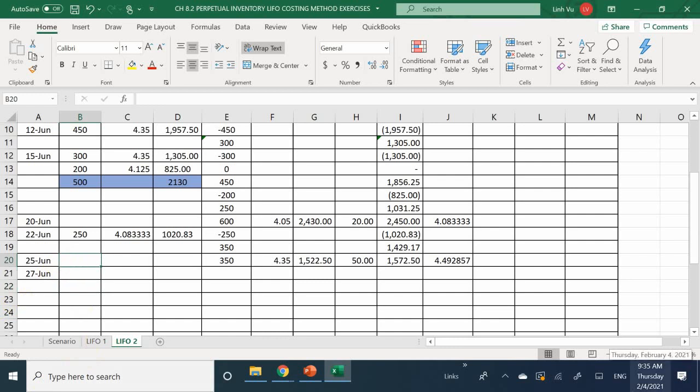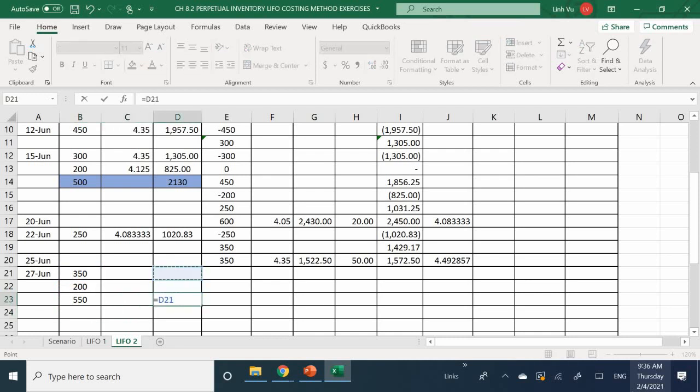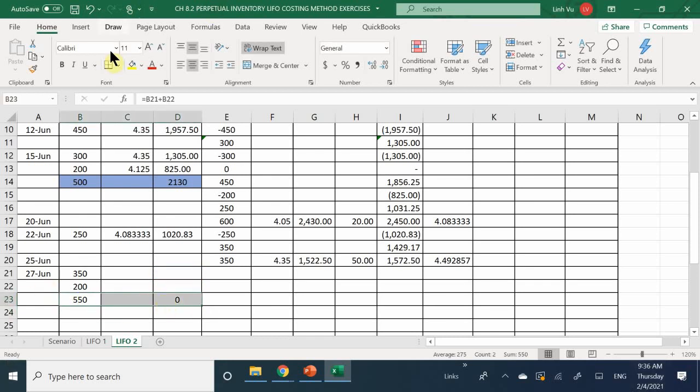We know that our yellow batch was 350. So I'm trying to get to 550. That means I need to take out an additional 200 items. So therefore, this is going to be a calculation. So let me go ahead and indicate that.